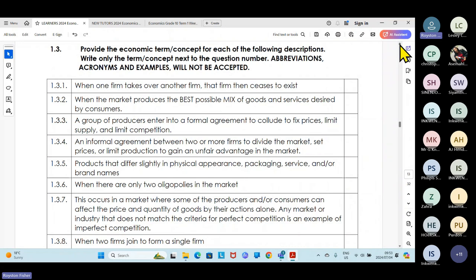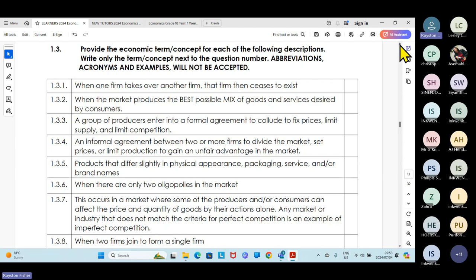Andrews for your answer. 1.3.2, when the market produces the best possible mix of goods and services desired by consumers. I think it's Bahai, or no, I'm lying, it's Burenai. That's allocative efficiency, you're correct. Also Bahai says allocative efficiency, as well as St. Andrews. So all of you are correct with your answers.